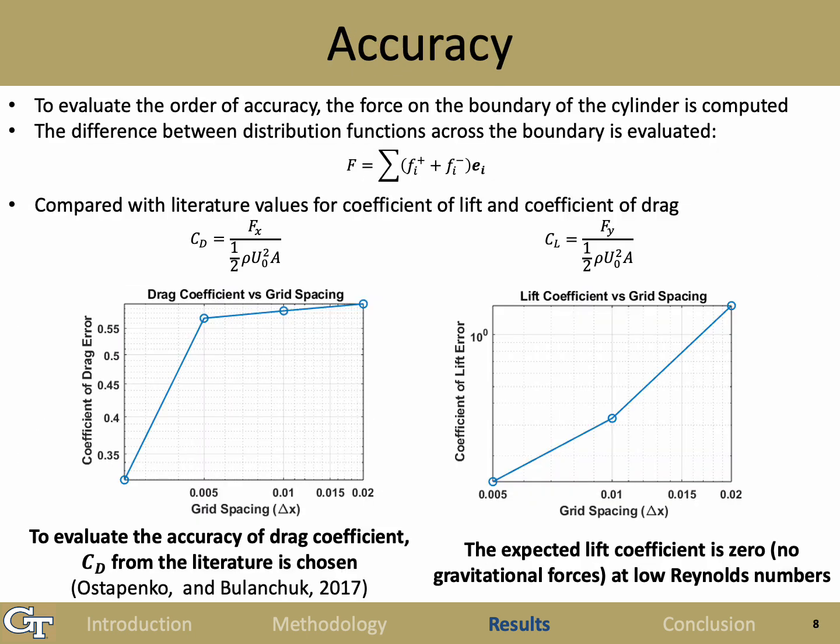To evaluate the accuracy of the solution, the force on the boundary of the cylinder is computed using the momentum exchange procedure. This computes the difference between the distribution functions across the boundary. It's compared with the literature values for the coefficient of lift and the coefficient of drag and can be seen in these two figures. For the coefficient of drag, values from the literature are chosen as reference. The coefficient of lift is expected to be 0 at this low Reynolds number, and so it's just showing the error between that and 0.